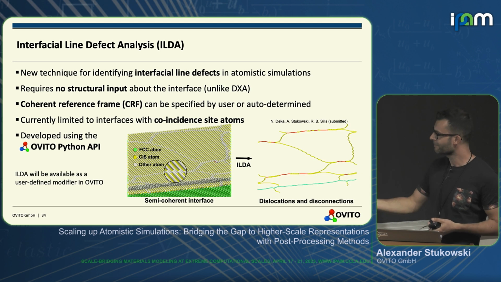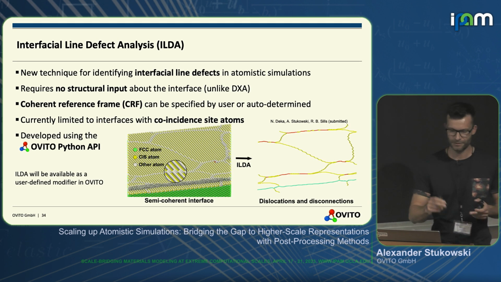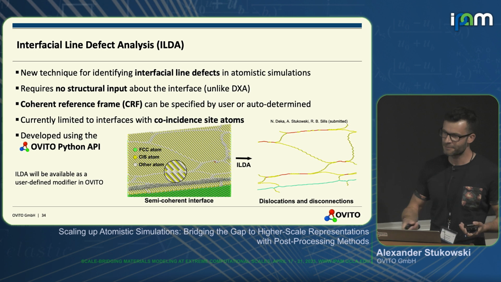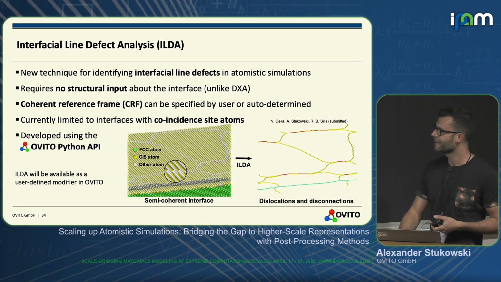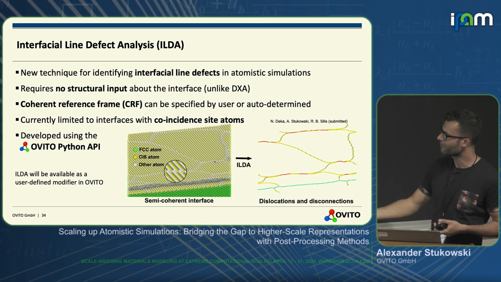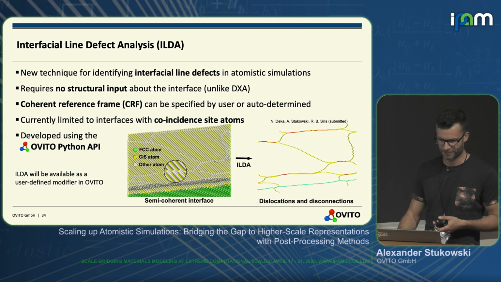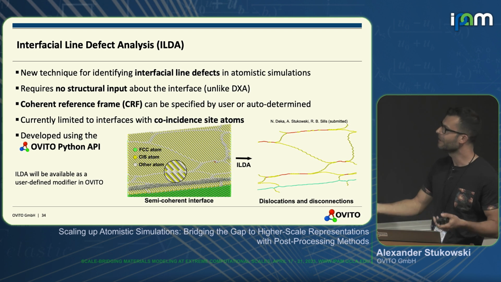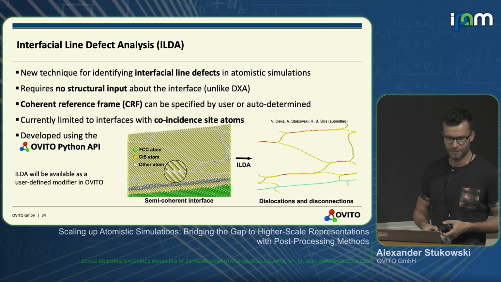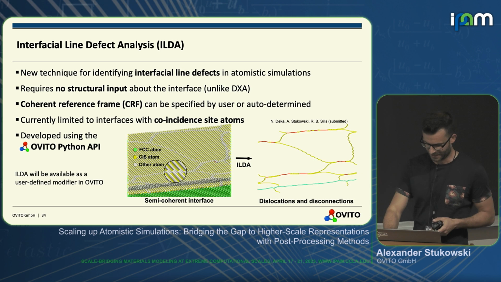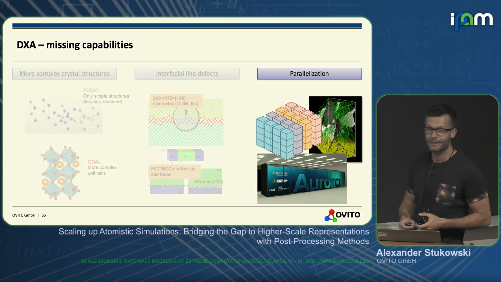One limitation I should, of course, point out is that it is limited, currently at least, to interfaces that exhibit these coincident sites. Here's another example showing it for a sigma 11 grain boundary in FCC. And this whole thing has been developed using the OVITO Python API and runs basically as a modifier step inside of our software. That's about interfacial dislocations. Alex.